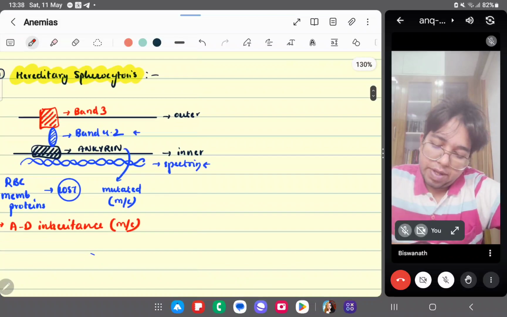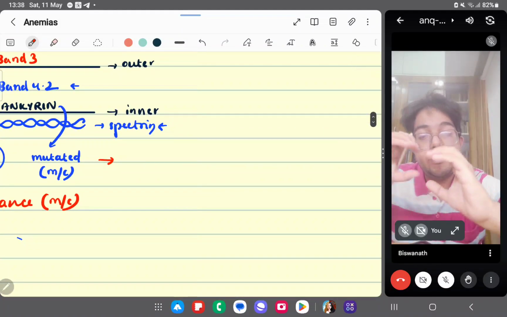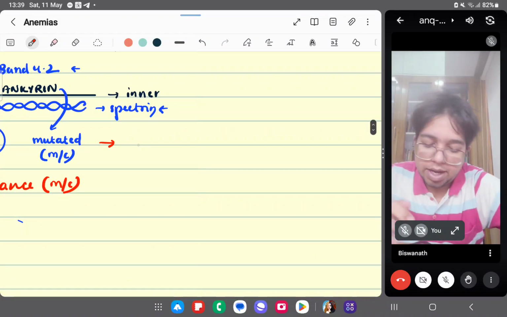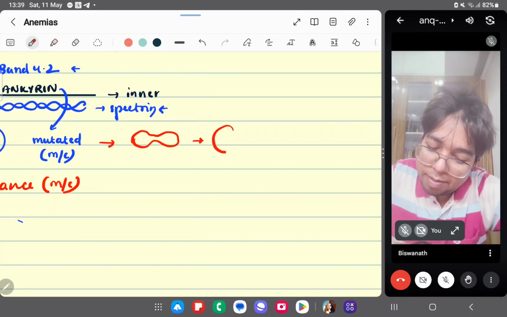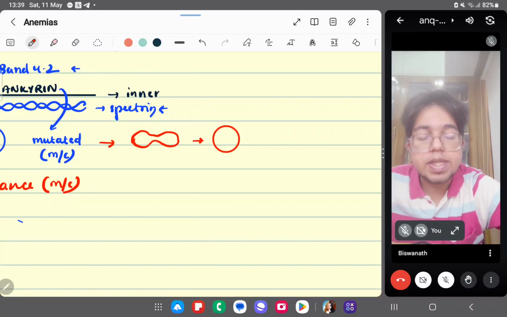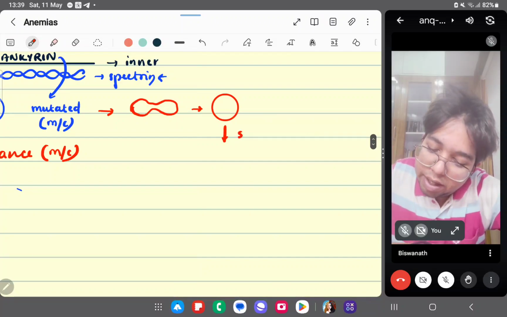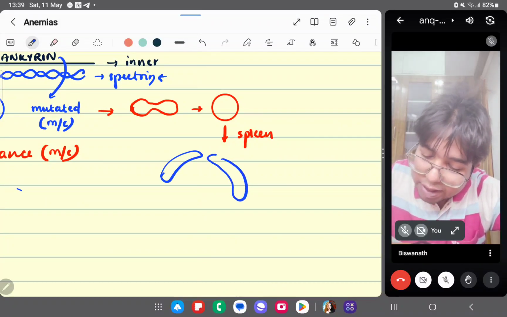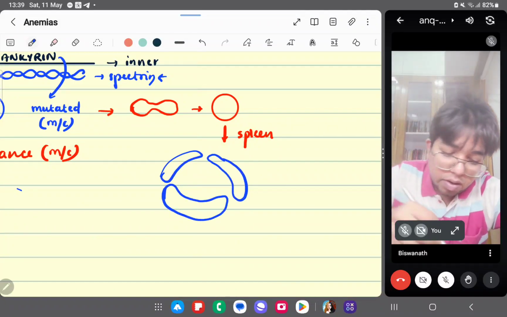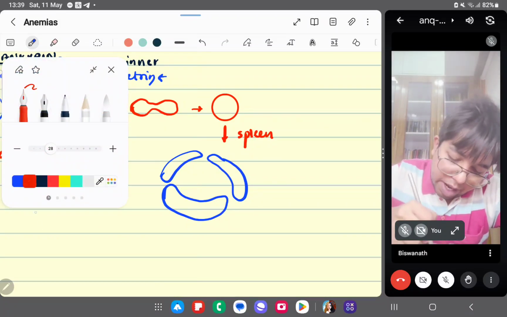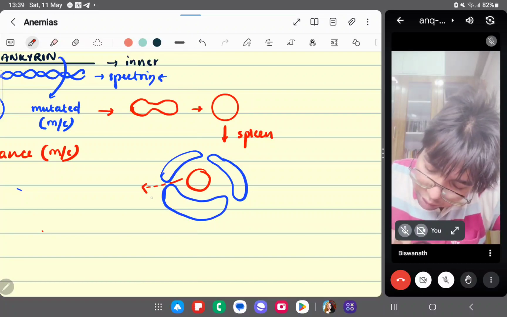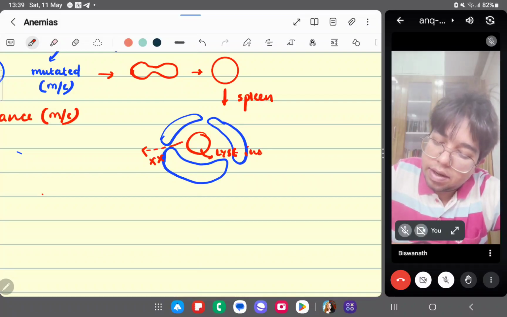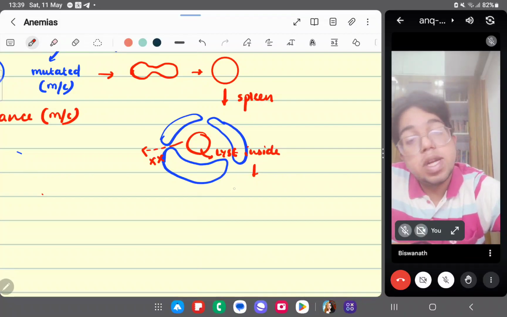So what will happen if this protein is mutated? The RBC membrane will not keep its normal shape; it will be wholly spherical. With this shape change of the RBC, when it goes into the spleen, which has sinusoids and pores, this type of RBC will not be able to move out. It will lie inside the splenic sinusoids.